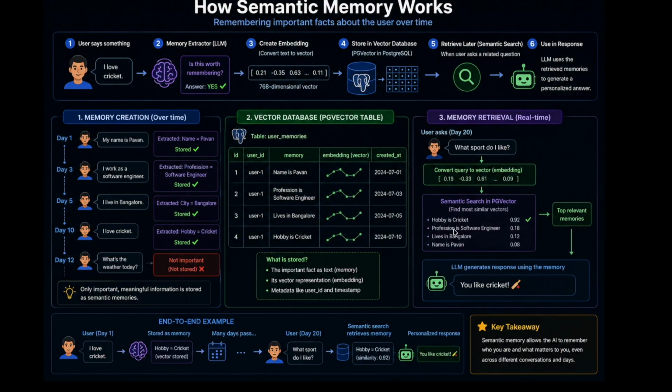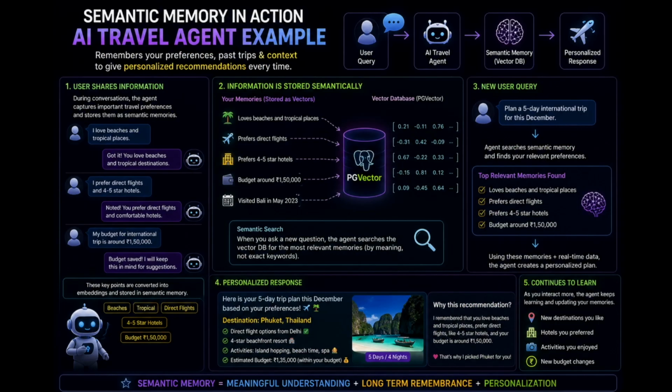So here hobby is saved as cricket, and when the user asks what sport do I like, it finds that 0.92 is the highest score for hobby is cricket, so that will be picked and sent to the user. Semantic memory allows AI to remember who you are and what matters to you, even across different conversations and days. Let's see a little more realistic example here.